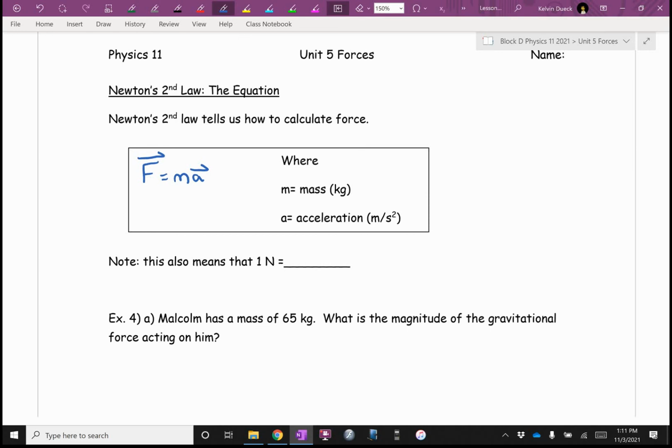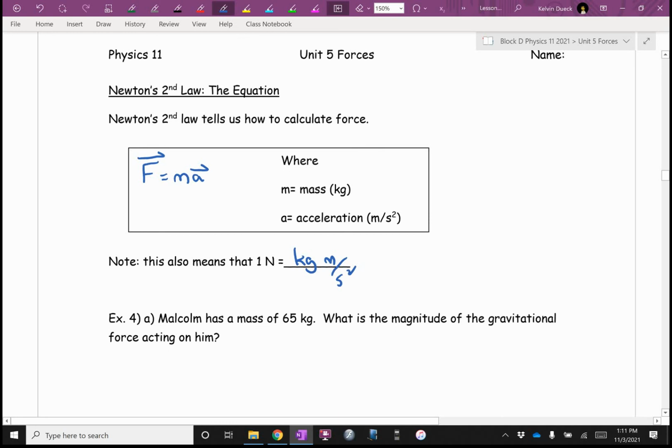It's actually 3 equations in one. Surprise! By the way, this also means that force is measured in newtons. It also means, well, what's mass measured in? What's acceleration measured in? Technically, a newton is a kilogram meter per second squared.